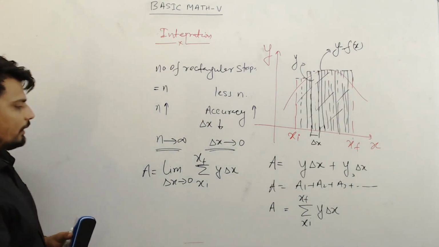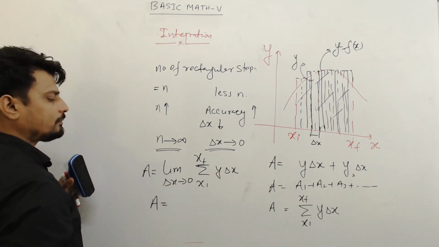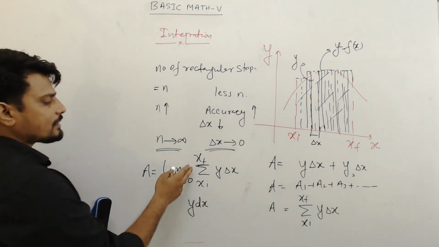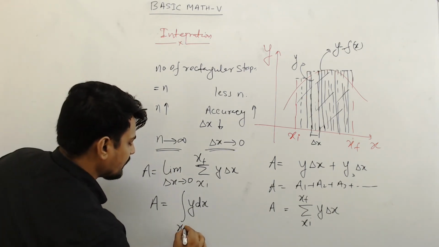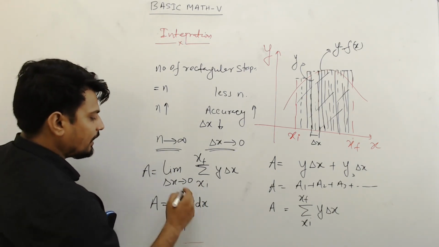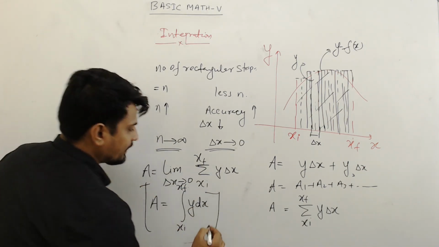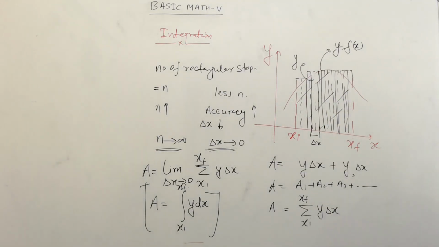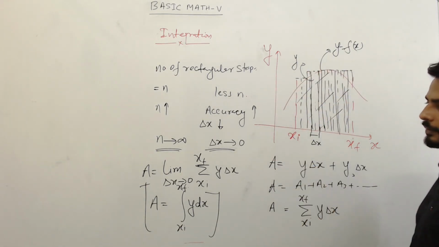So, my dear everyone, can I say that the area could be written as y dx, and this sigma would change to the sign of integration, where the lower limit is xi and the upper limit is going to be xf. And my dear everyone, this is called integration. So integration is a way to find the area for a continuous path, a continuous function.